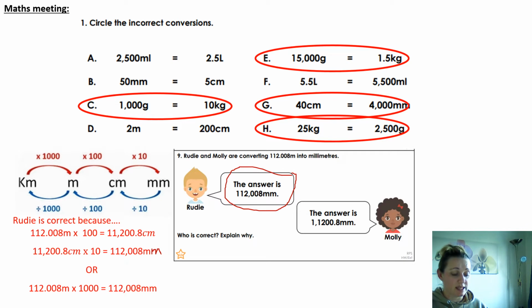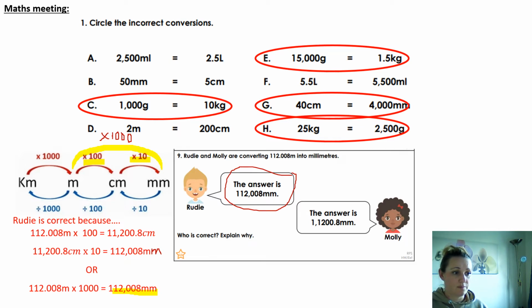If you want to do it in one step, so instead of multiplying by 100 and then multiplying by 10, you could just do one big step, and you could say, well, multiplying by 100 and then multiplying by 10 is the exact same as just multiplying by 1,000. I'm not very good at this, hopefully I'll get better at doing this writing with my mouse. So you could just do one big step of multiplying by 1,000, which I've got written there, and as you can see, that gives you the same answer, 112,008. Okay?